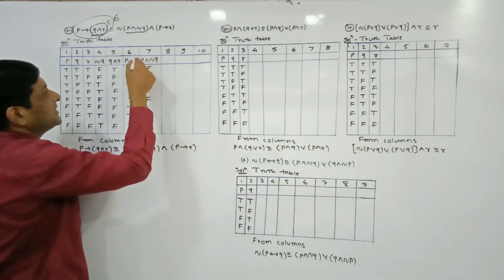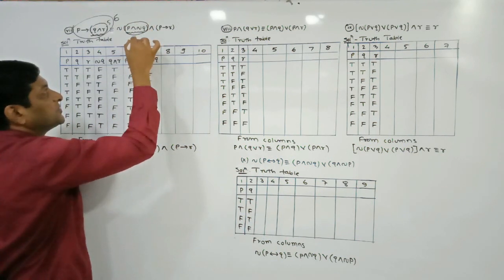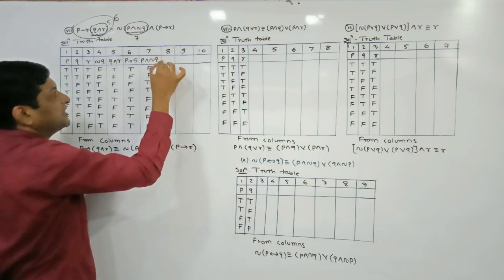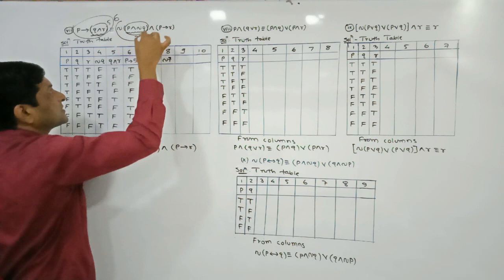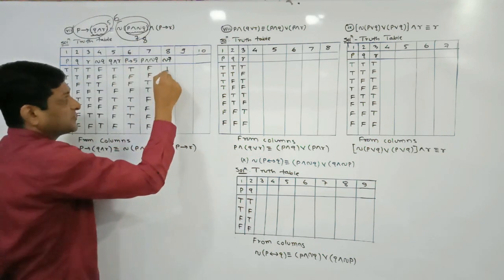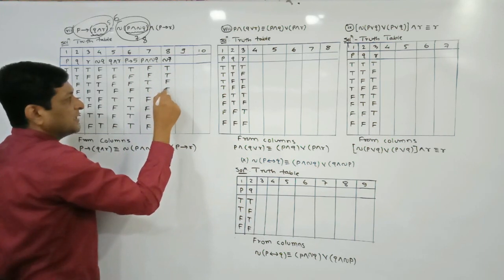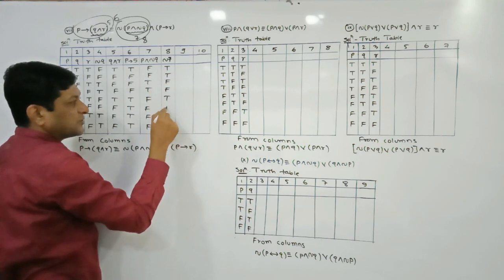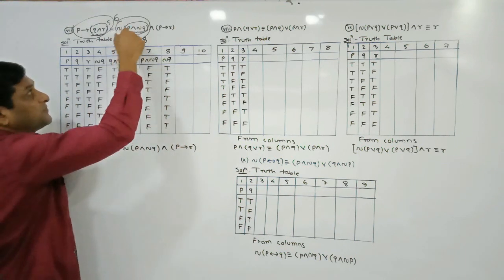Now we are finding the negation of this statement. So this statement appears in which column? 7. And we are finding the negation of 7. Negation of 7 means this whole statement will become what? 8. So negation of false will be true. Negation of true will be false. Again, negation of false will be true. So in this way, we have got the truth value of this first part.